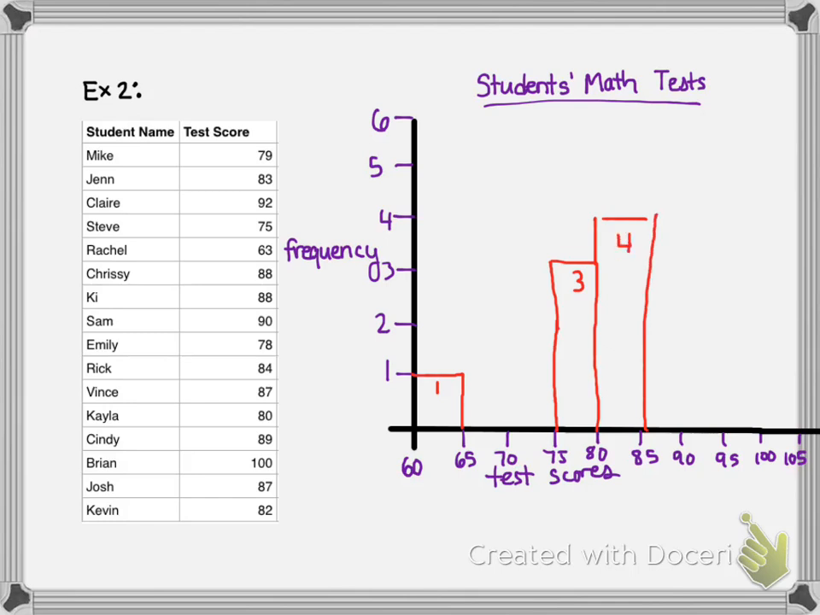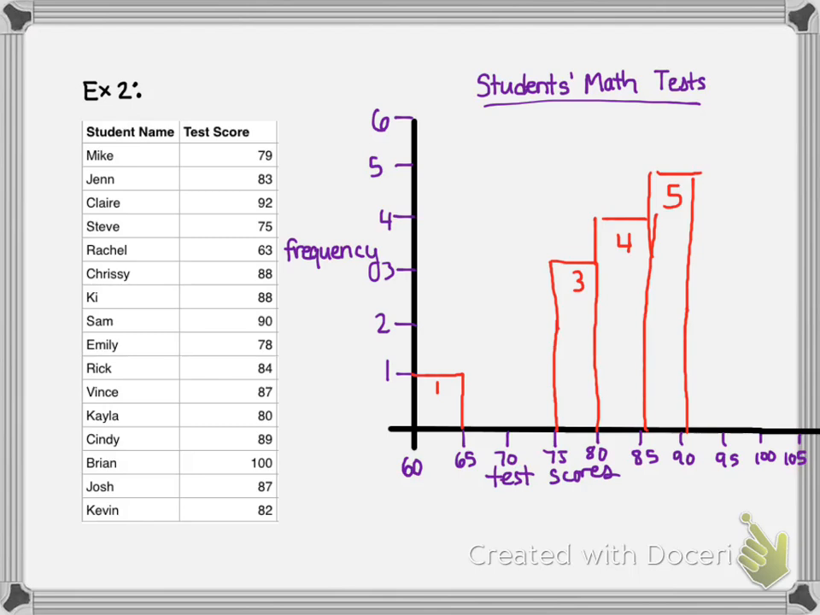85 to 89. I see 1, 2, notice that 90 doesn't get counted in there, 3, 4, 5. So this bar comes up to 5. This is where I start to really label my bars because again, it's easier to just look here than to trace over and to decide where that is.